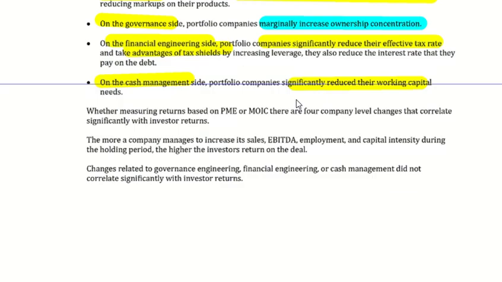When measuring returns based on the PME or the MOIC, there are 4 company level changes that correlate significantly with investor returns. What are those? The more a company manages to increase its sales, its EBITDA, its earnings before interest, tax, depreciation, and amortization, its employment and capital intensity, the higher the returns on deals. So those are the key 4 company level changes: sales, EBITDA, employment, and capital intensity. Changes related to governance engineering, financial engineering, or cash management didn't really correlate much with investor returns, and were obviously not a key player over there.